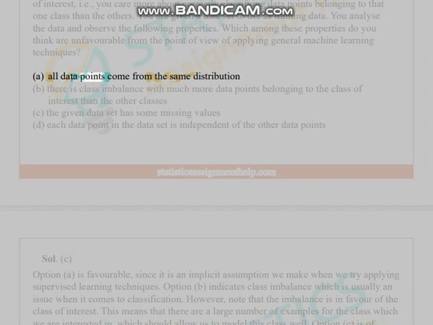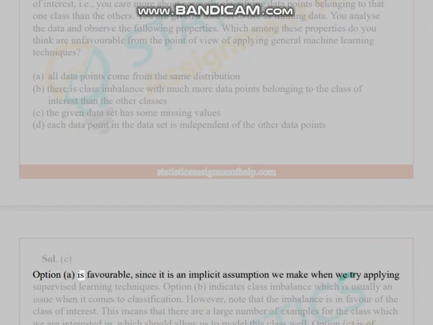A. All data points come from the same distribution. B. There is class imbalance with much more data points belonging to the class of interest than the other classes. C. The given data set has some missing values. D. Each data point in the data set is independent of the other data points. Sol. C.